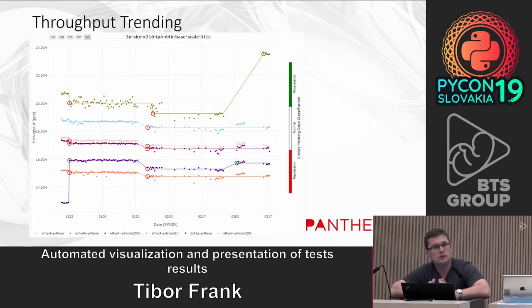Trending graphs show us packet throughput over 90 days, 3 months. This is the time period we choose because it is the time between two releases. The data points, which are again an average of 10 samples, are displayed as dots, and trend lines are calculated by the jump AVG algorithm, which was developed by our colleague Vratko, who is sitting here in the first row.